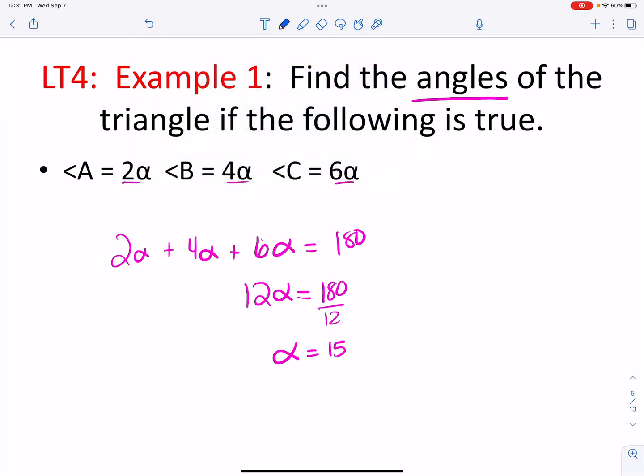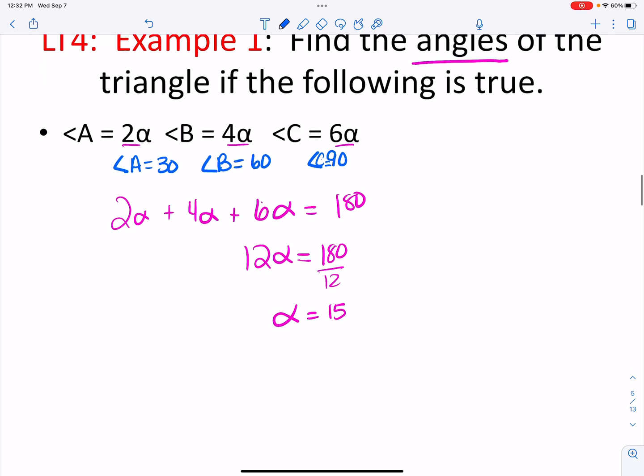So that means I'm going to put 15 in here. So angle A is 30. Angle B is 15 times 4, which is 60. And angle C, 15 times 5, is 90. Okay? Whoa. Angle C equals 90. So you've got to read the question. If it just asks to find the angles, that means you have to find all of them. On the test, it's the same thing. You've got to answer the question. If I ask for angle A and you write all of them and you don't circle angle A, I will take off. I want to know that you know what I'm asking.